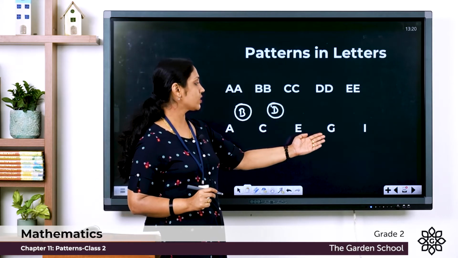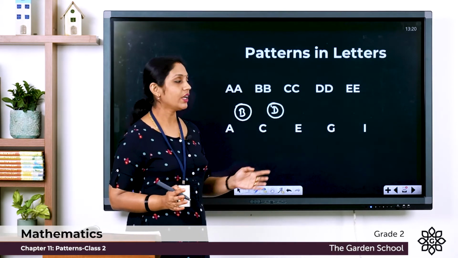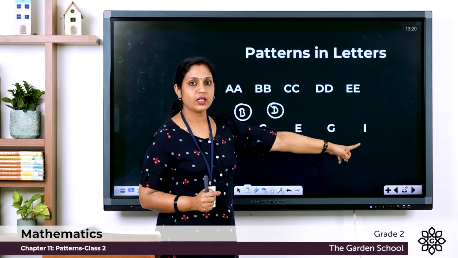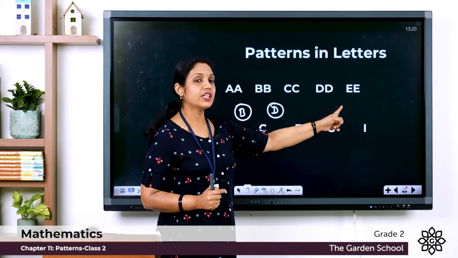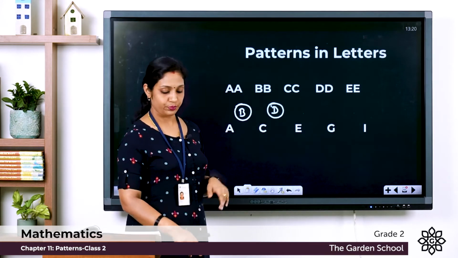Now let's look at the next one, E, G. So F has not been written. Instead, G has been written. And after G, I has been written. Here, the letter H has been skipped. So this is how this pattern is arranged.